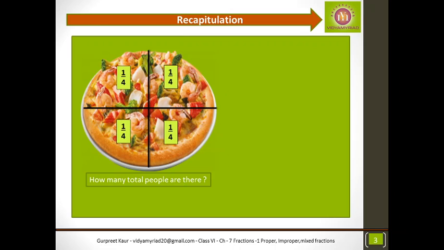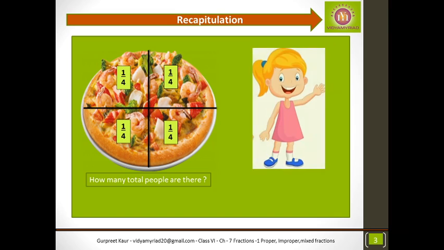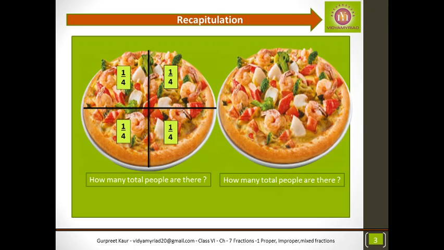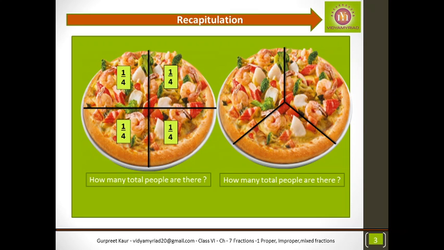Let me cut it into pieces now. Oh no, wait! Please don't cut it. Rohan has gone. So now we are just 3 of us. So let me divide this pizza into 3 parts. Now we will have more of it. So now if you see, I have divided the pizza into 3 equal parts.